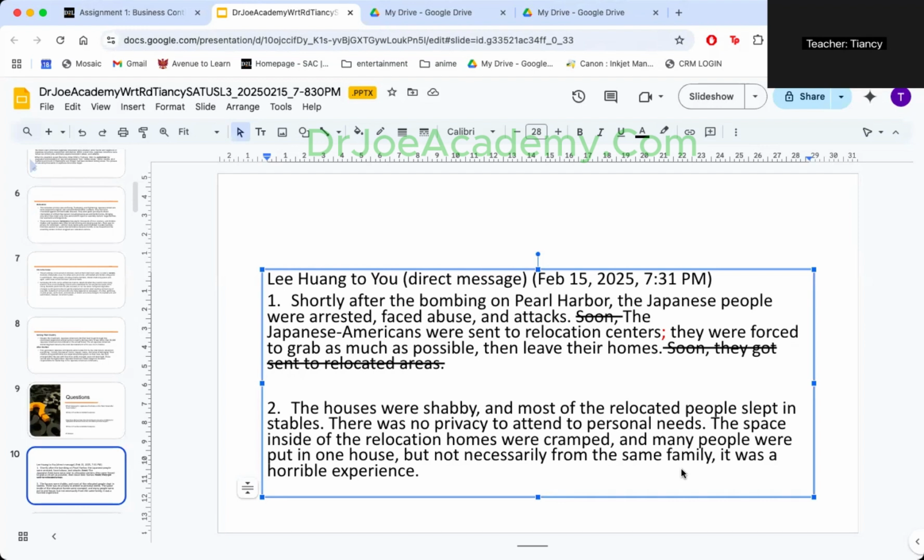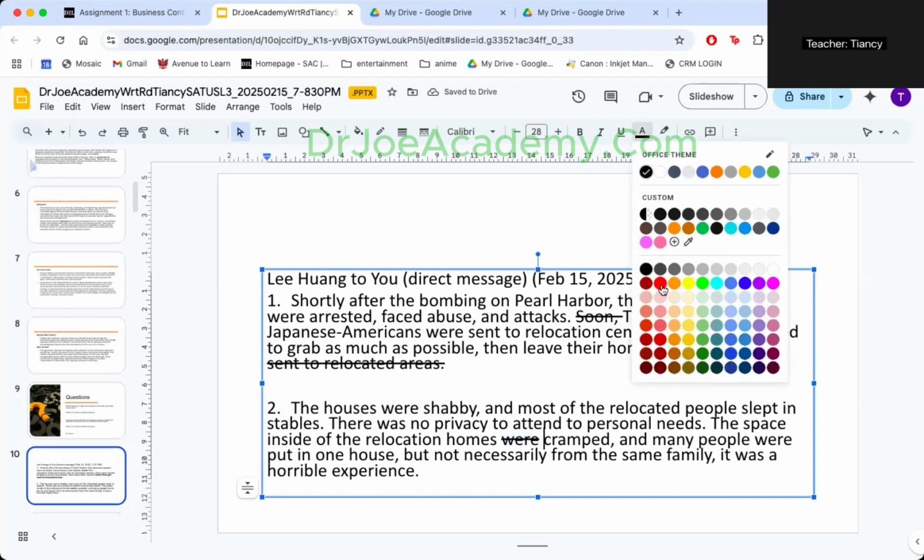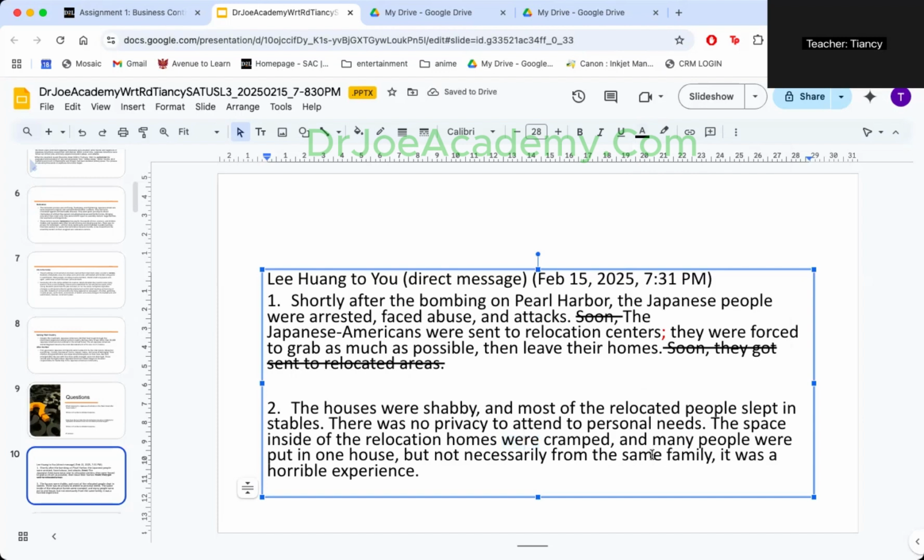Okay, you are correct. The houses were shabby and most of the relocated slept in stables. There was no privacy to tend to personal needs. Oh no, you said homes, so you're right. Homes were cramped. Many people were put in one house, but not... Okay, we can just throw in the cramped, and then we can make this a period, and then we're going to make that one an extra sentence. Many people were put in one house, because you want to show emphasis by creating another one as well. But they were not necessarily from the same family. It was a horrible experience.